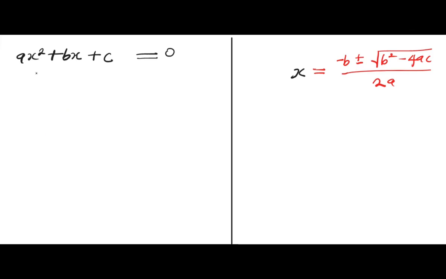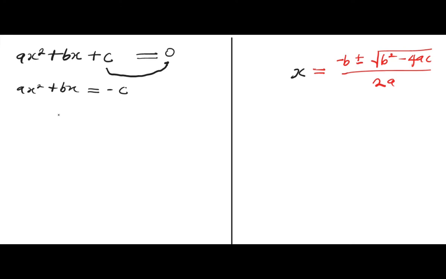Now in solving this, we are going to move this positive c across to this side. So you're going to have something like ax squared plus bx equals negative c. When this positive c crosses the equality sign, it changes to negative c.